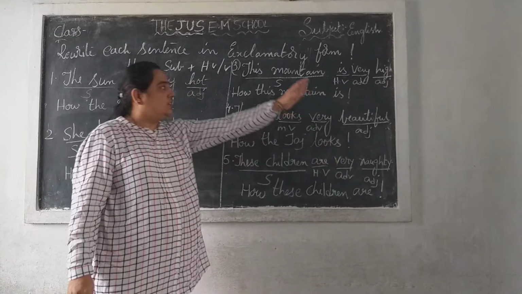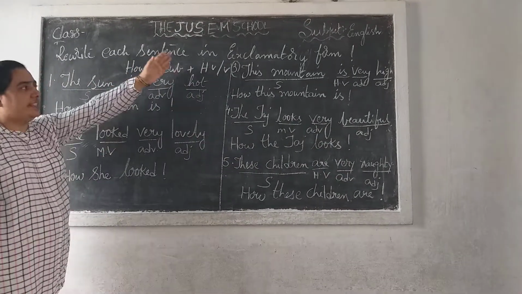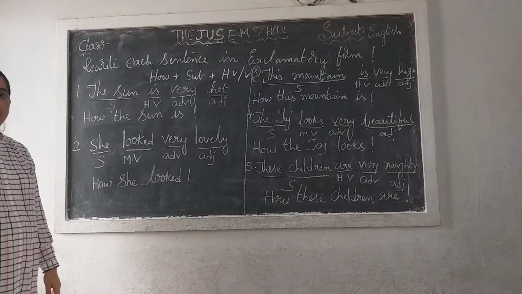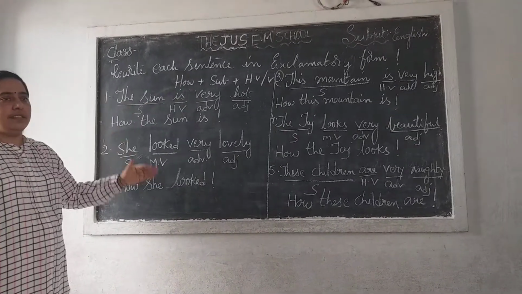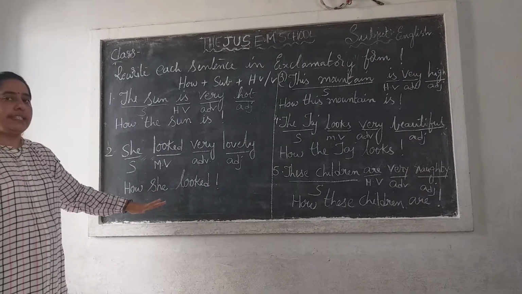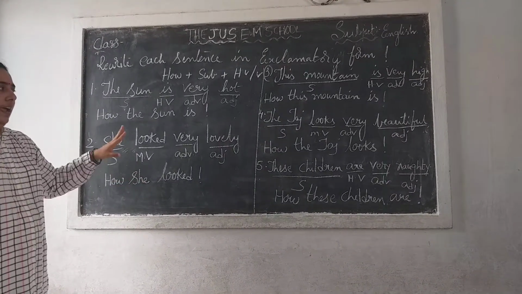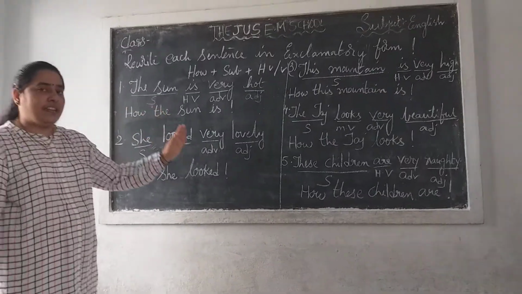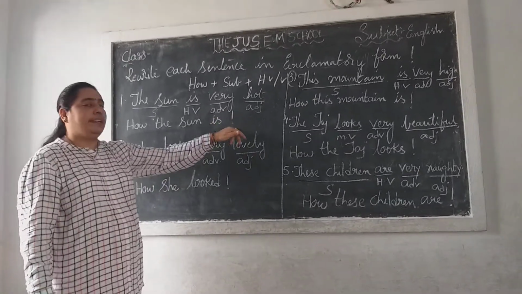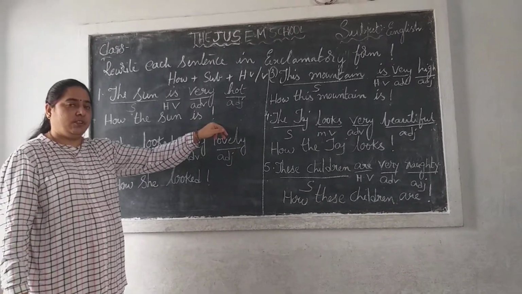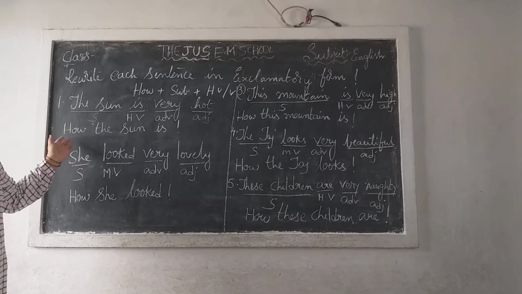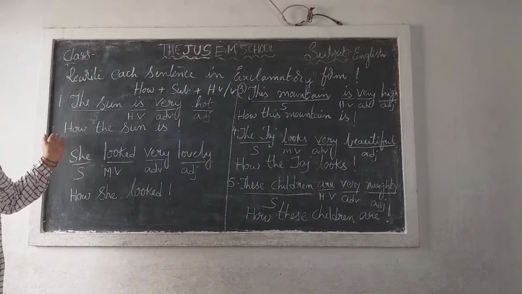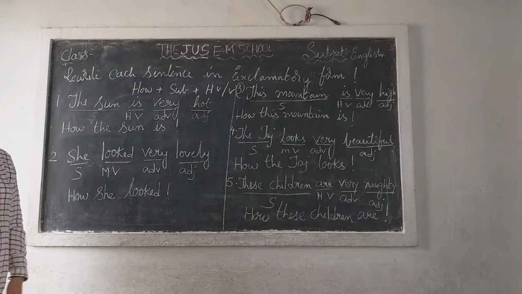I hope the children have understood how to rewrite the sentences in exclamatory form. Okay, children, see the structure. Change the assertive sentences into exclamatory sentences, and you have to end the sentence with the exclamatory mark. You have to notice this, children, and start the sentence with how. Okay, children? Fine. We'll go to the next.